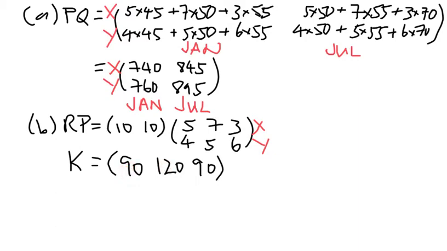120 oranges to make 10 glasses of X and 10 glasses of Y. 90 kiwis to make 10 glasses of X and 10 glasses of Y. So that one is very nicely explained for you already.